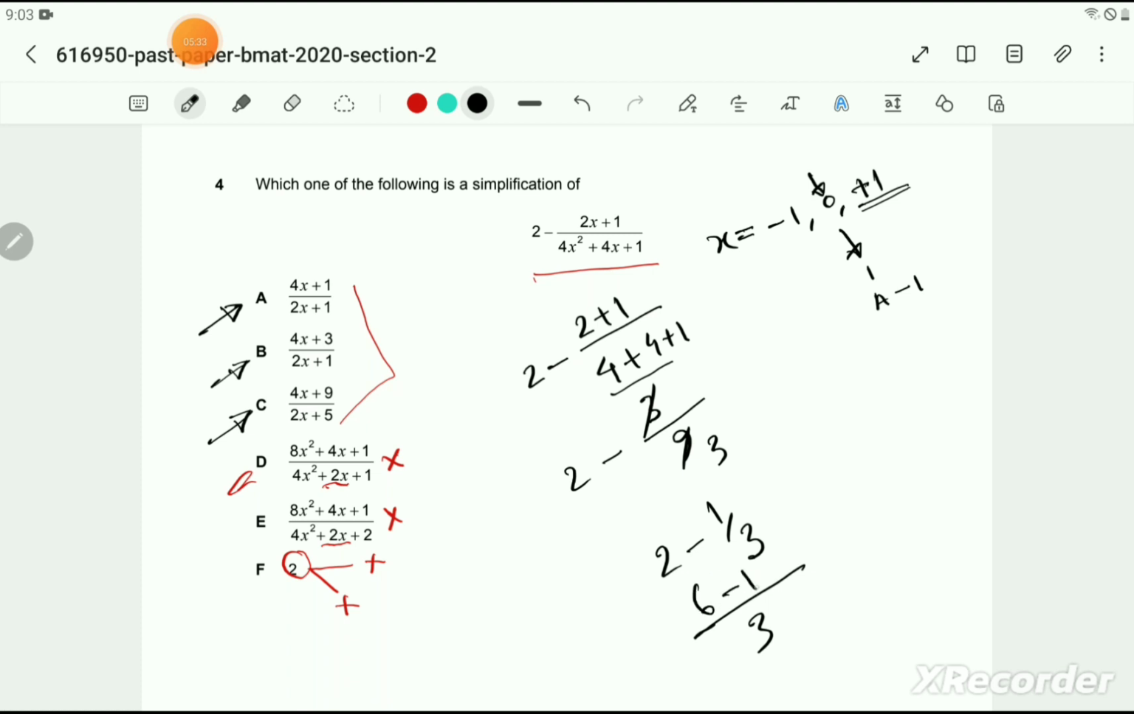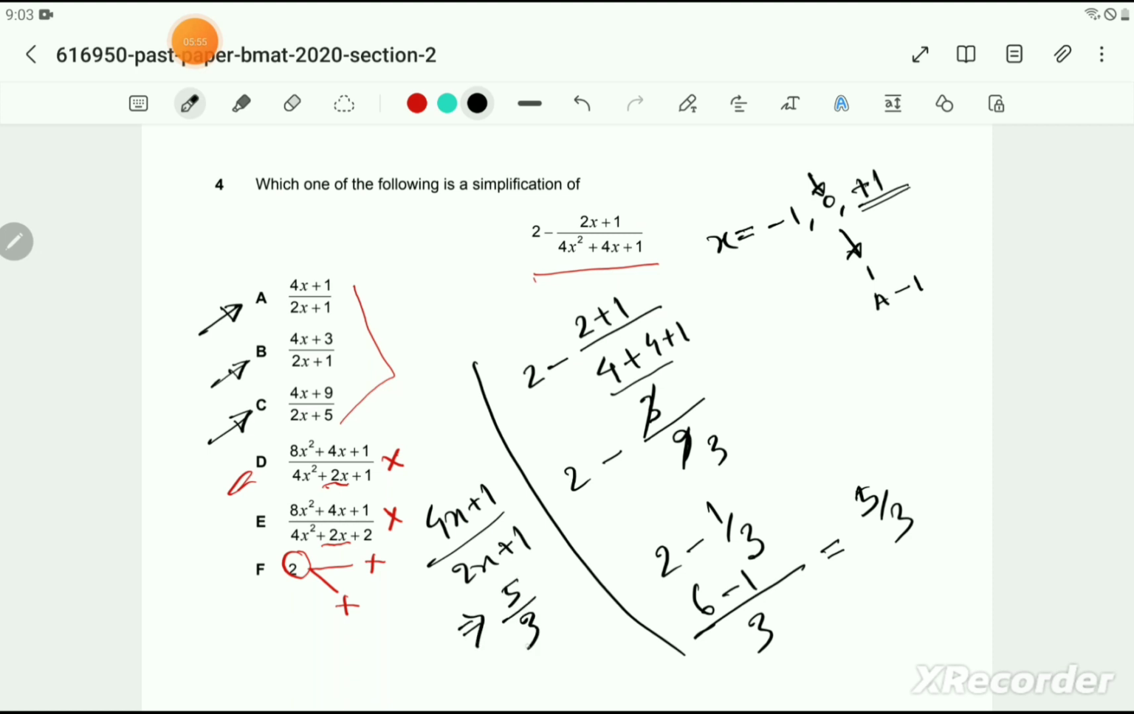So that gives us 3. 6 minus 1, this is a simple calculation. So 5 by 3. Let's put plus 1, the same value, in 4x plus 1 over twice x plus 1. So here we can get 5 by 3. So it's exactly the same. Our correct answer is option A. This is the way we can proceed.